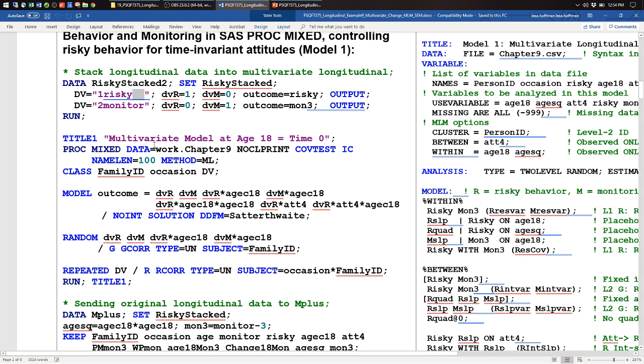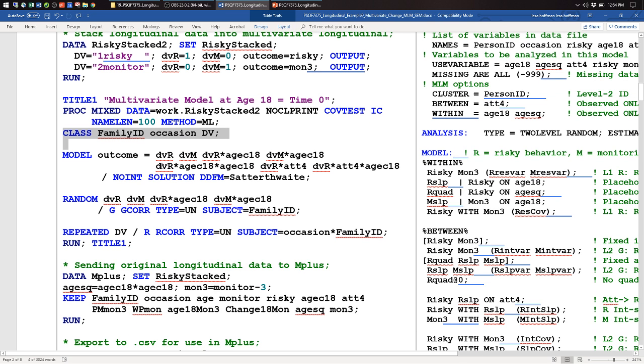So now we have this model, which is the same as chapter 9. I probably should make that internally consistent here. Put that there instead. Same thing. I have 3 ID variables on my class statement. I have family, so it's basically because it's the girl's data and the mother's data, I'm calling that family, but you can think of it as person. Occasion, which is level 1, and then DV, which is the index as to which is which for my outcome column. In the model then, outcome, the column that has both, is my DV.